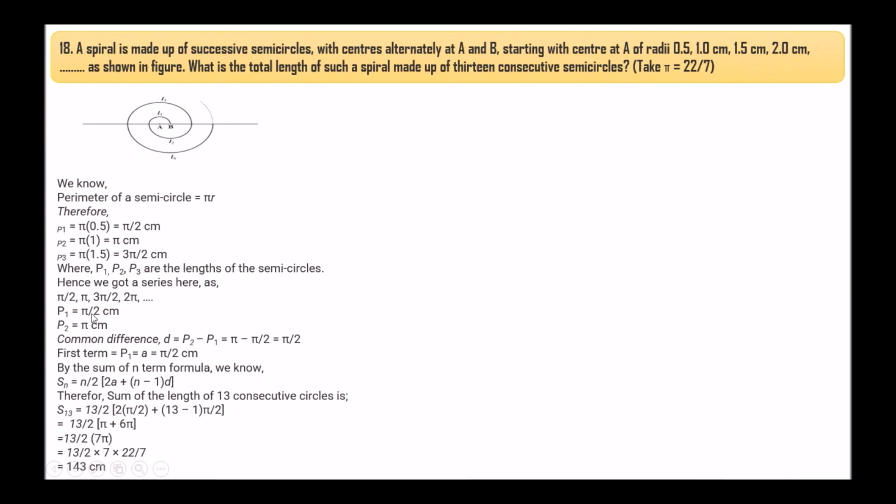So, P1 equals pi upon 2 cm, P2 equals pi cm. Common difference d is pi upon 2. First term is pi upon 2 cm. We will put the values in the formula for Sn, and we will get S13 equals 143 centimeter.